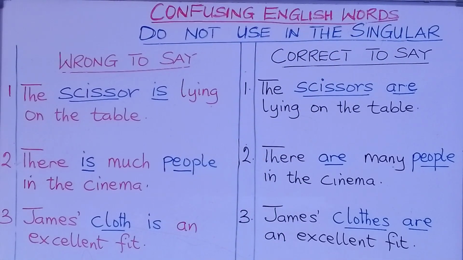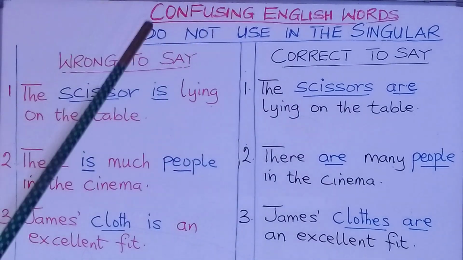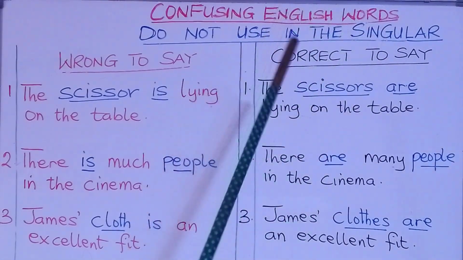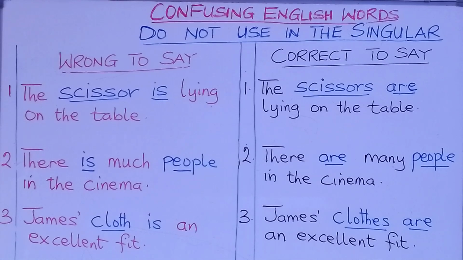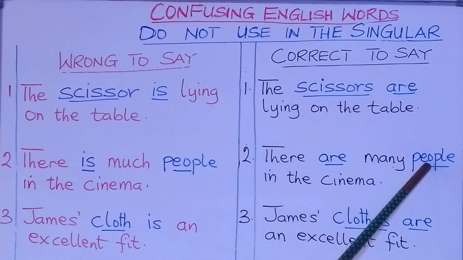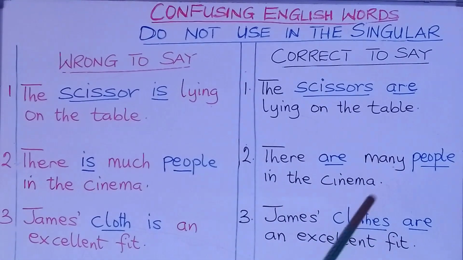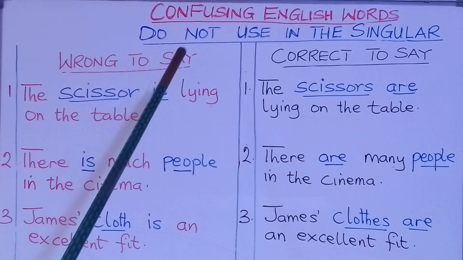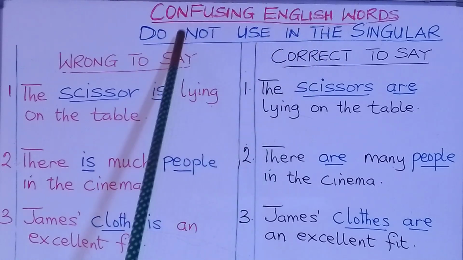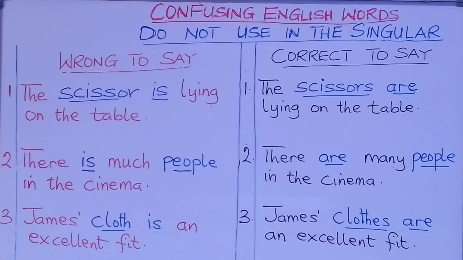We have finished the other one, confusing English words that we do not use in the plural. Now, English words that we do not use in the singular. We only use them in the plural form. For example, scissors, people, clothes. We use them in the plural form. These are confusing English words that we do not use in the singular form.